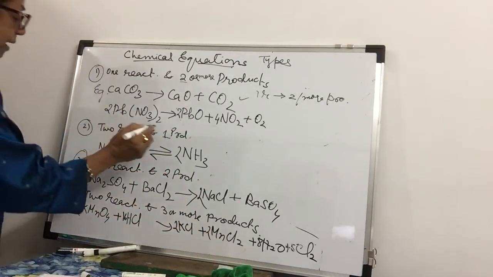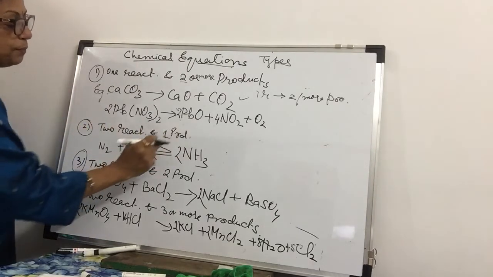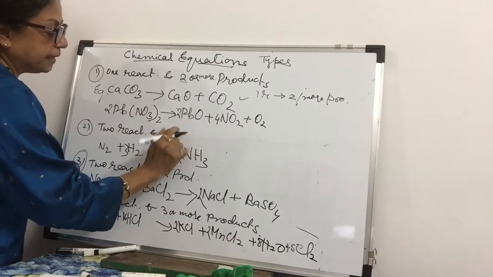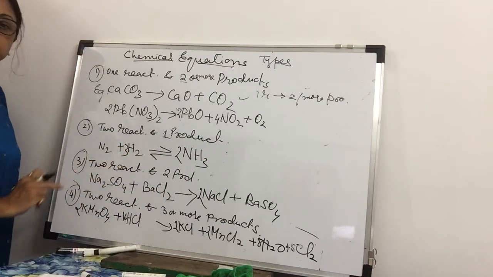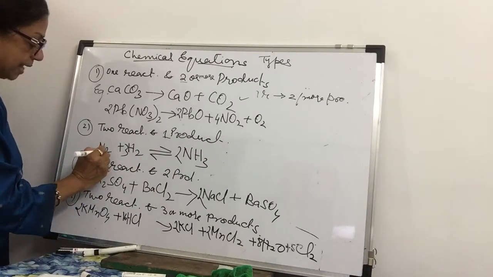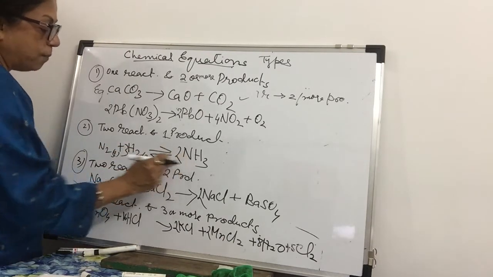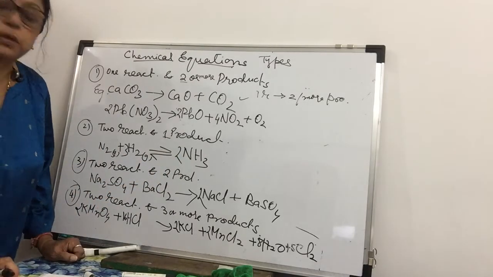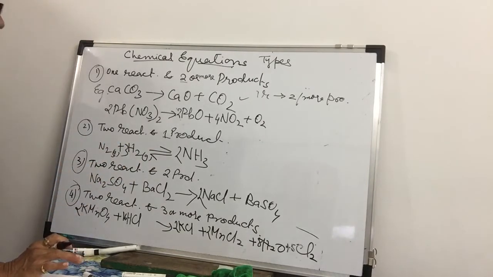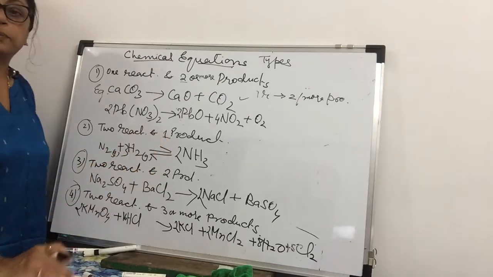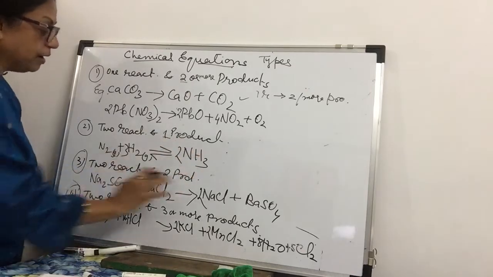understand. Then the second type of chemical reaction is two reactants and one product. Suppose I take one product. Here, see, nitrogen and hydrogen. Nitrogen is a gas, hydrogen is also a gas. Both will come together, react, and ammonia will be formed. Now this is a reversible reaction. I have shown it as reversible because that is the process, and I have not shown the conditions here in the formation of ammonia in the laboratory. This is just for learning.